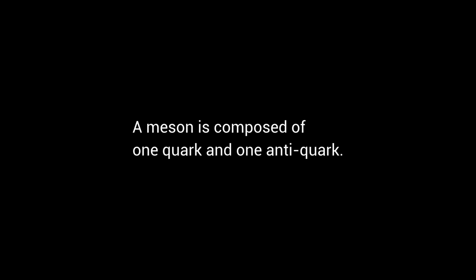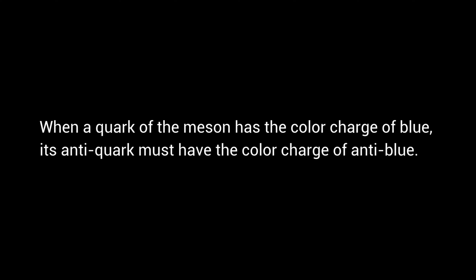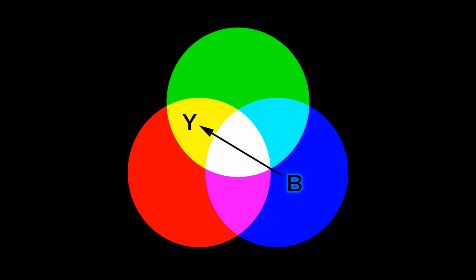A meson is composed of one quark and one antiquark. When a quark of the meson has the color charge of blue, its antiquark must have the color charge of anti-blue. The net charge of blue and anti-blue is zero. Metaphorically, anti-blue can be seen as yellow because the mixture of blue light and yellow light creates white, or clear light. In the same way, anti-green can be seen as magenta, and anti-red can be seen as cyan.